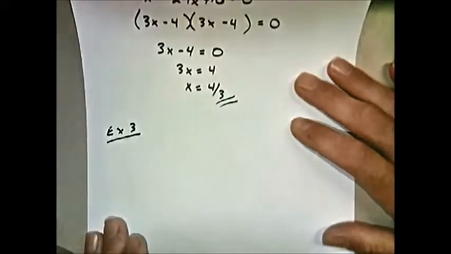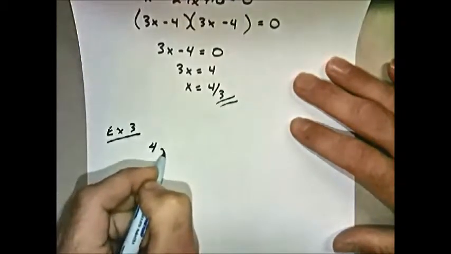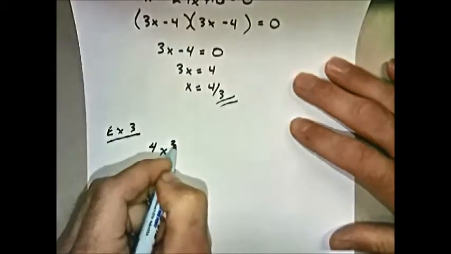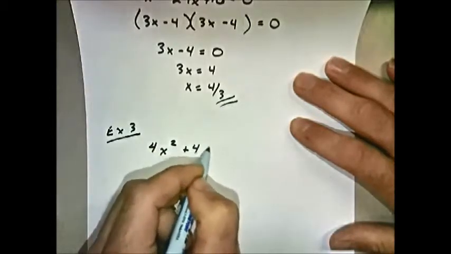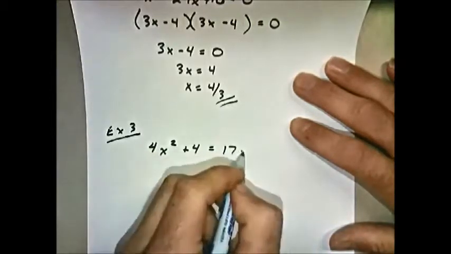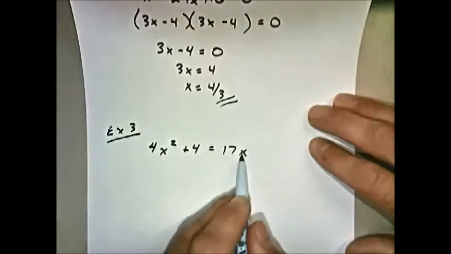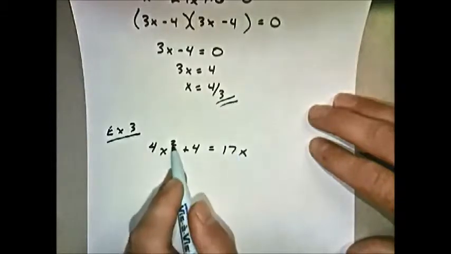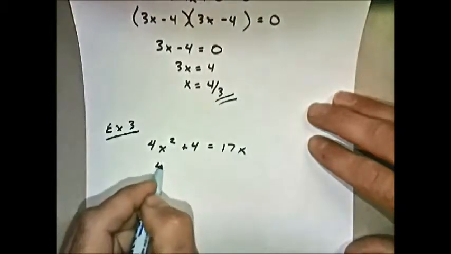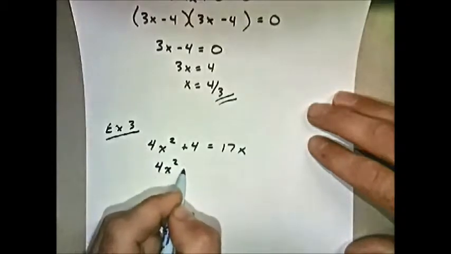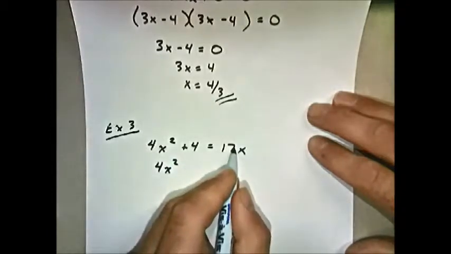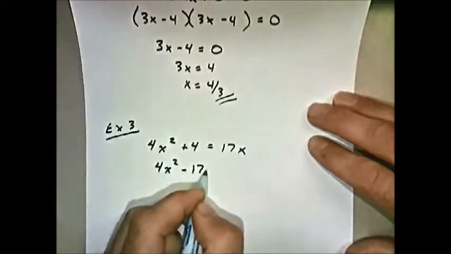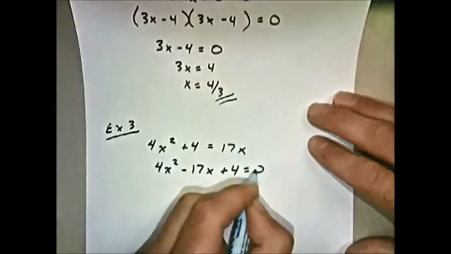For example 3, let's look at 4x squared plus 4 equal to 17x. Here, our linear term now is on the right side. So we're going to move that to the left side. So we have 4x squared. We're going to put it in descending order so that 17x is going to go between the quadratic term and the constant. Minus 17x plus 4 equal to 0.